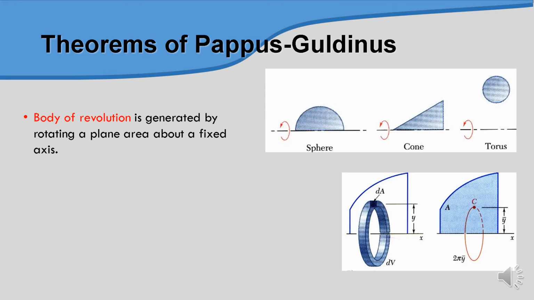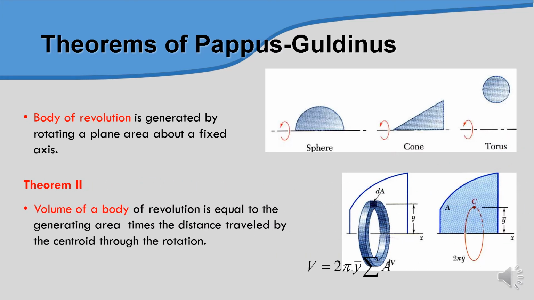And we also have theorem number 2 of Pappus-Guldinus, which is the body of revolution, which will produce a volume. In this case, it is generated from an area, which is the semicircle, the triangle, and also the circle. If we rotate them about the x-axis, it will produce a volume: a sphere, a cone, and a torus.